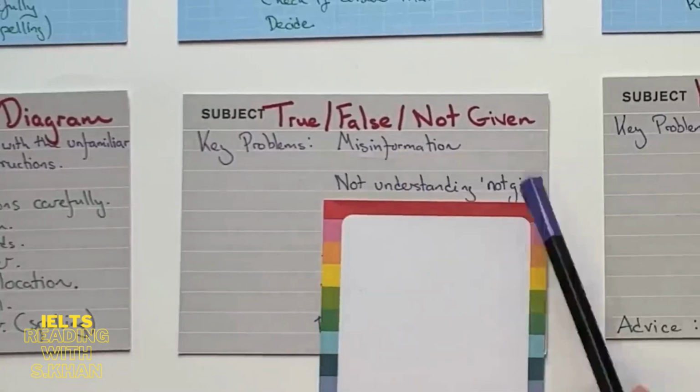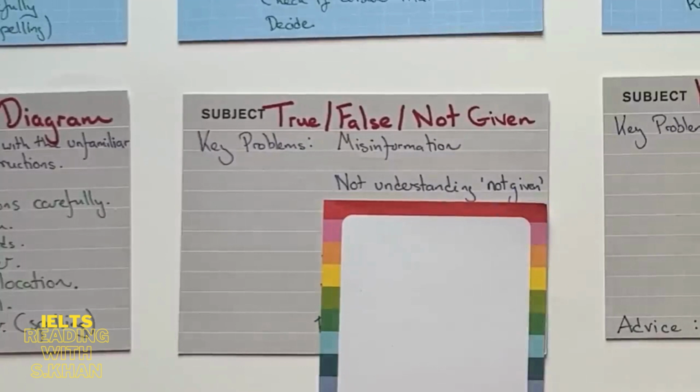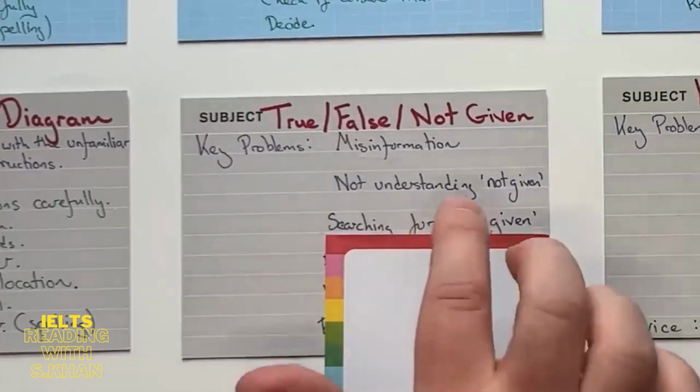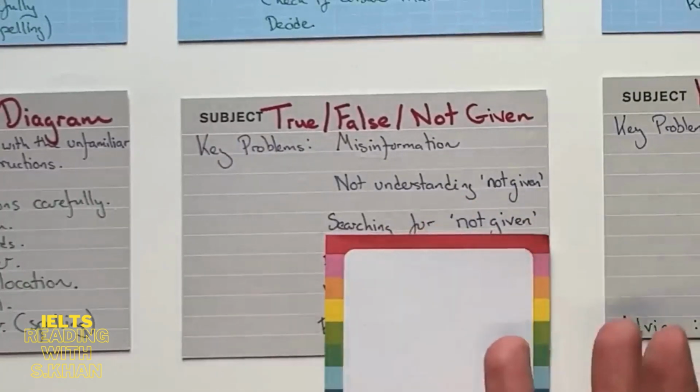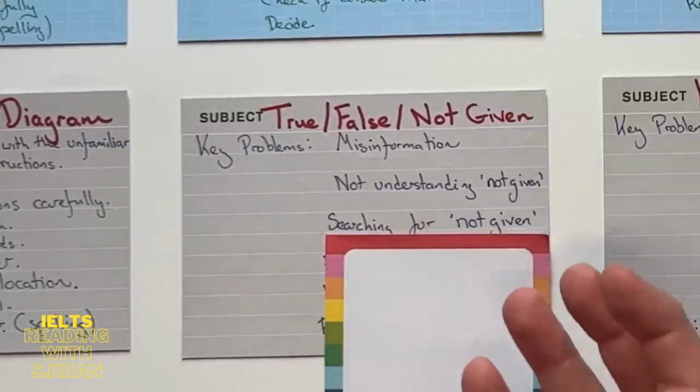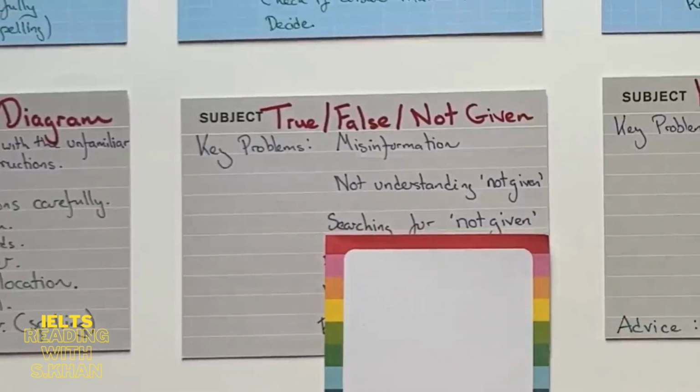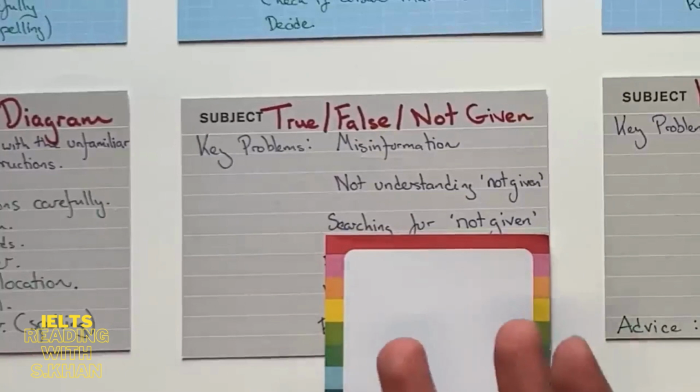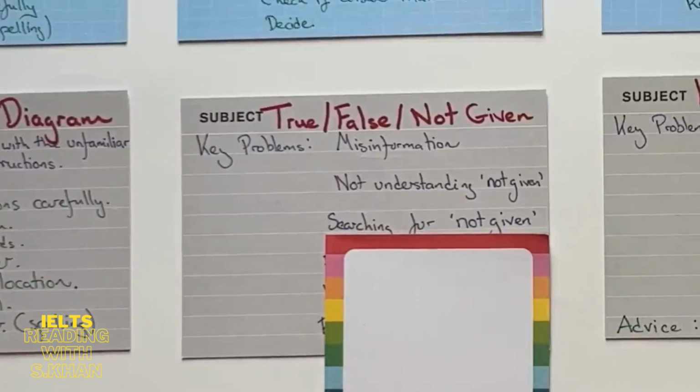Another big problem is not really understanding what not given means. And that leads to people searching for not given, and really they're searching for something that is not there. It's like searching for something that isn't there in a room. You're not going to find it.